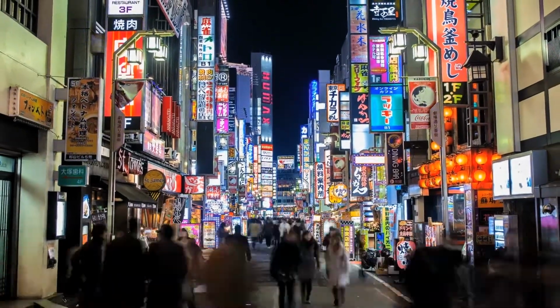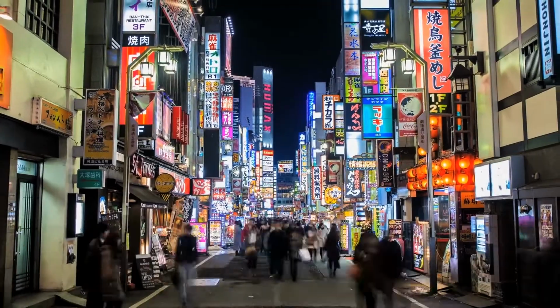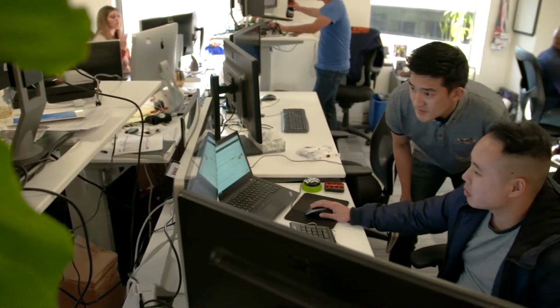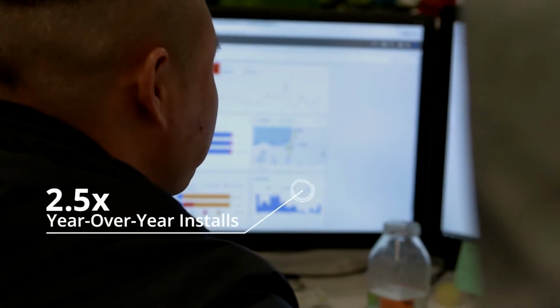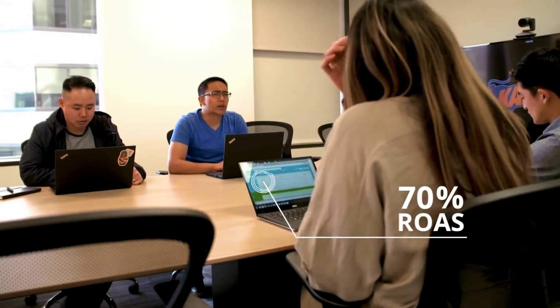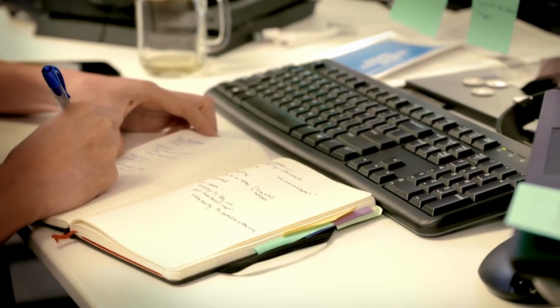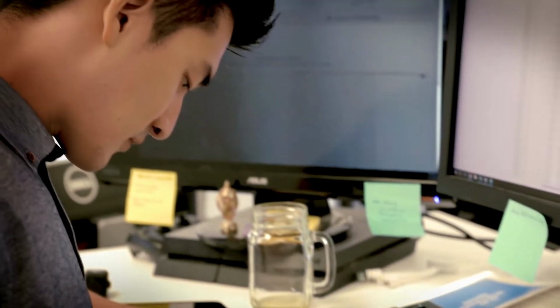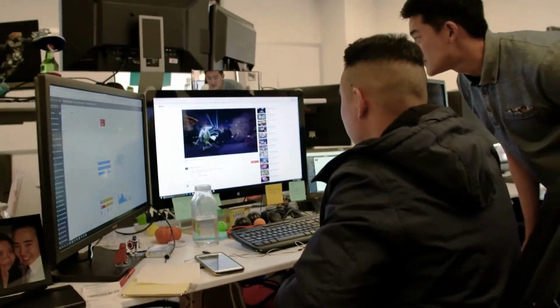Google's automation helped us find a huge untapped audience that we didn't know existed. Considering our game is 3 years old with a high user base, that really isn't an easy thing to do. We reached hundreds of thousands of new players. Year-over-year install volume increased by 2.5 times, with our target return on ad spend increasing by 70%. Now we've been able to focus on our overall growth strategy, rather than worrying about manually optimizing campaigns.